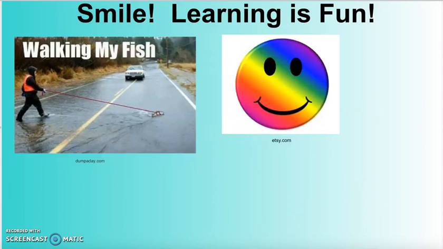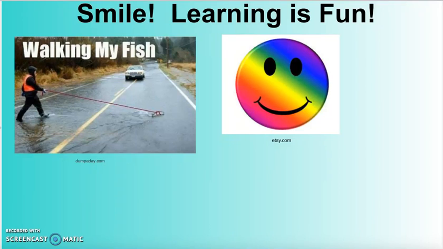And before we begin, something to put a smile on your face. I thought this was hilarious that this person's walking their fish. Never seen such a thing. And I am a true fisherman, but I've never seen walking a fish before.